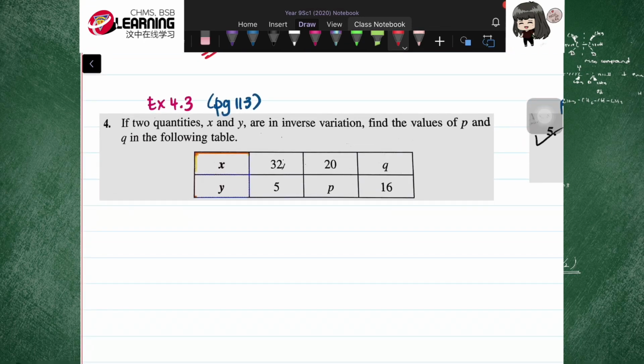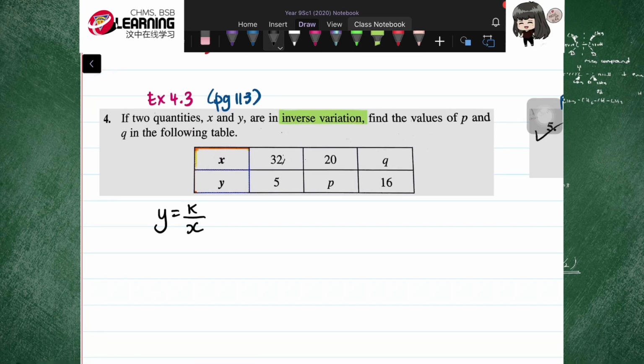If two quantities x and y are in inverse variation, so here they say inverse variation already. So we quickly know that y equals k over x, or xy equals k. x times y equals k. It's the same. Find the values of p and q in the following table. So here, how do we find k? We find k from here. So k equals 32 times 5.